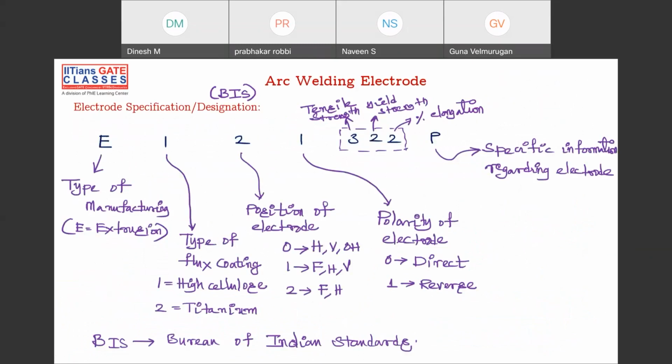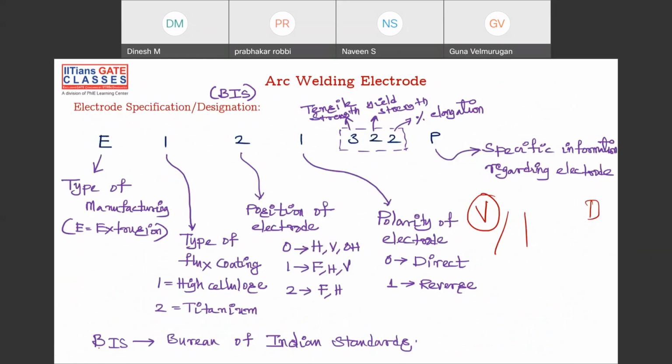Forget about electrode designation for now, but anyway, I'll tell you. Like we have seen some specification in the grinding wheel, we started with some specification and a final specification. These are meant for your manufacturing, and then the type of abrasive particles, the structure.